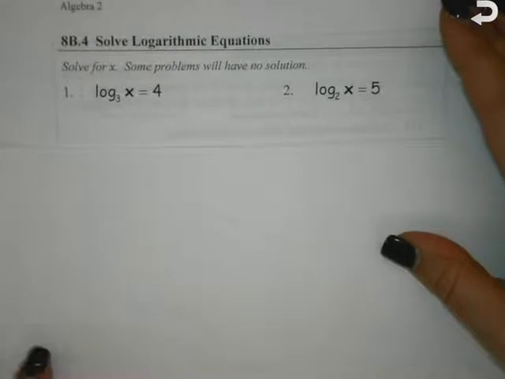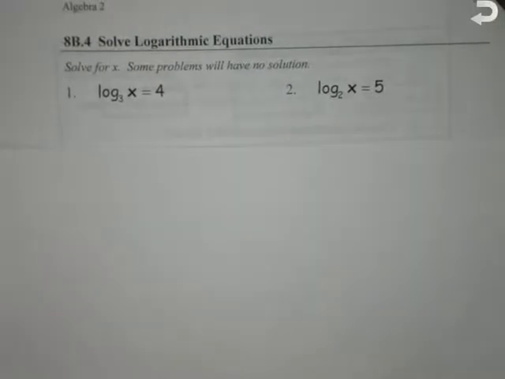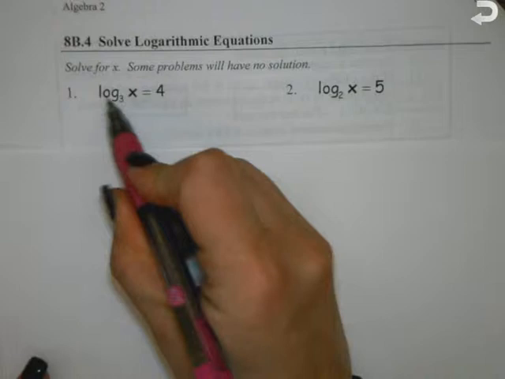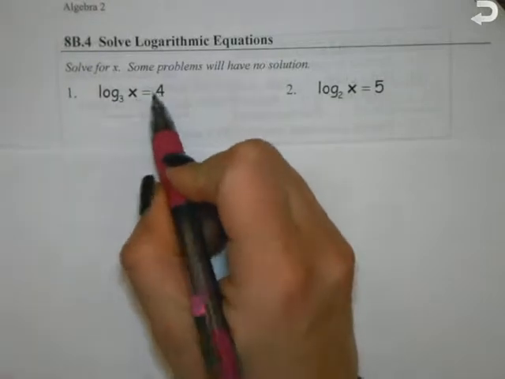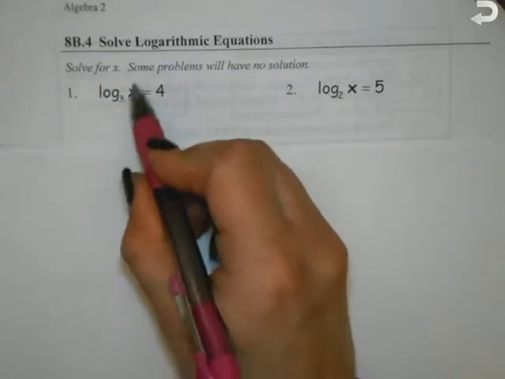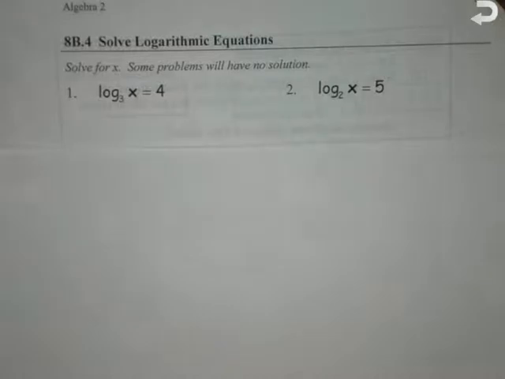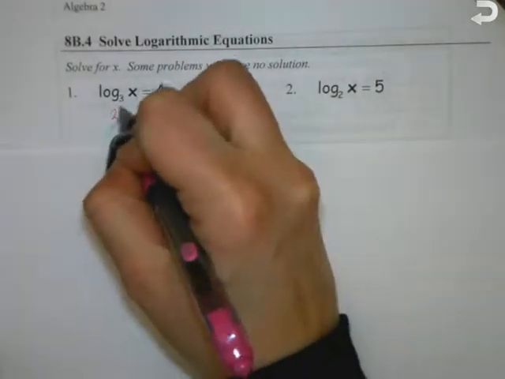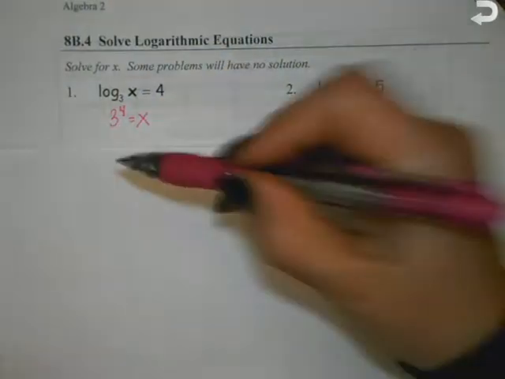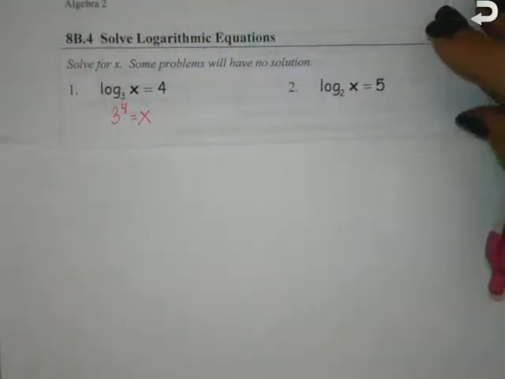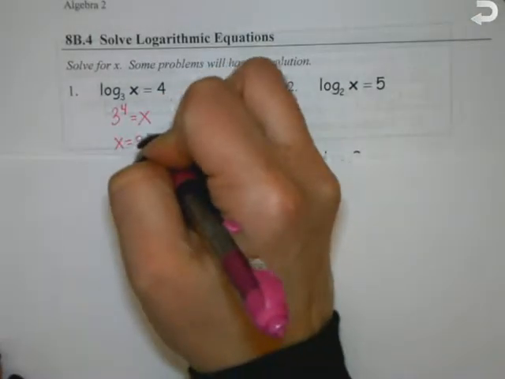So let's look at examples 1 and 2. Okay, so example 1. I have log base 3 of x equals 4. So this time x is what we're taking the log of. So to solve this, we're going to go through the logs. So this is going to be 3 to the 4th equals x. Now, can we do 3 to the 4th, guys? Yeah, what is it? 81. So x equals 81.